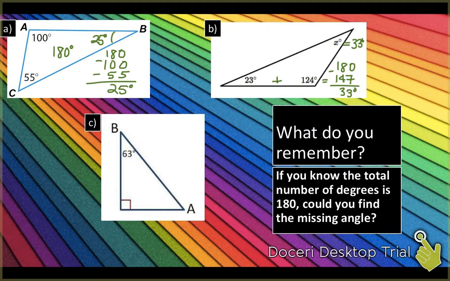This last one's a little tricky, right? Because here we have a little square. And this is something that you're just going to have to remember. A square is equal to 90 degrees. So I'm going to add 90 plus 63, and I get 153 degrees. And I need to subtract that from 180. And when I do that and I put it in my calculator, I get 27 degrees. So angle A is equal to 27 degrees. Hopefully this was a nice refresher.